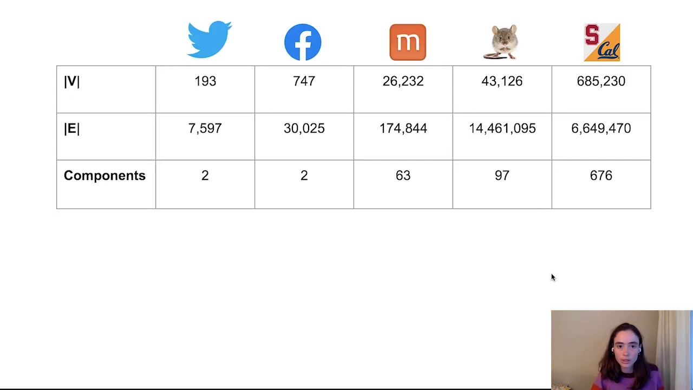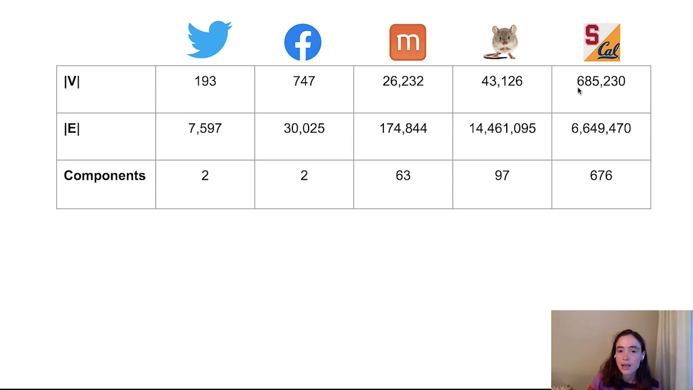In these data sets, both Twitter and Facebook only have 2 components. And then the Movielens, mouse, and Stanford Berkeley data sets all have many more: 63, 97, and 676. So that means that there are many more disjoint subgraphs for these 3 data sets. And now when we look at these numbers, we can see the number of components, and then we can also see the number of vertices.